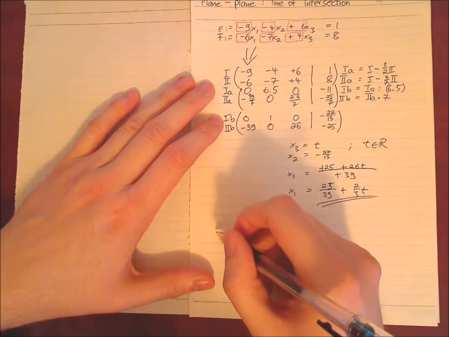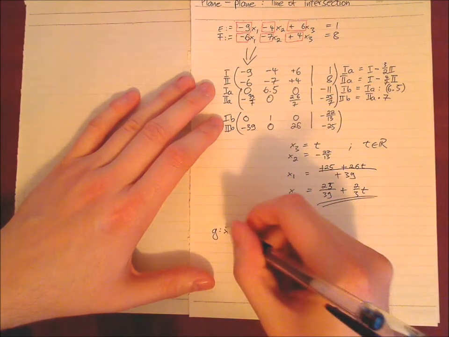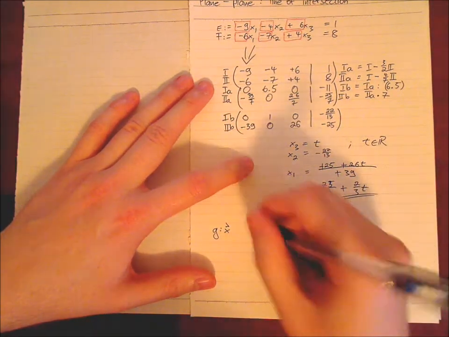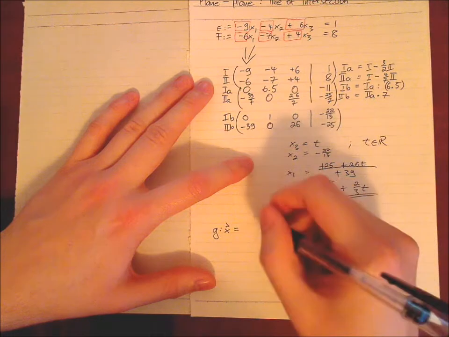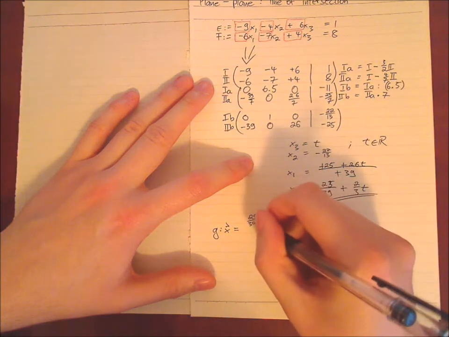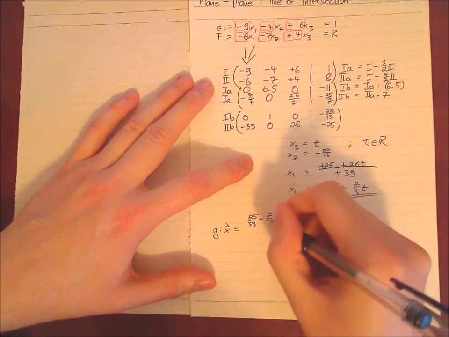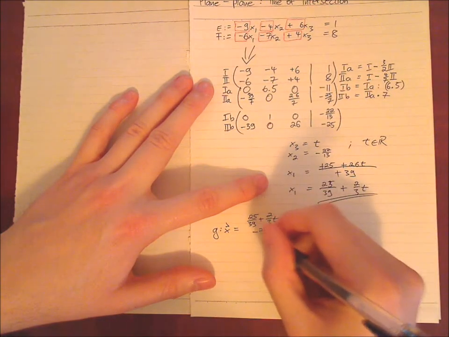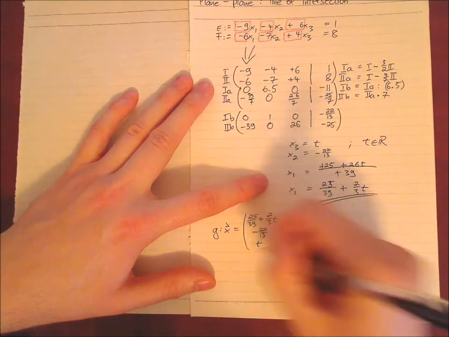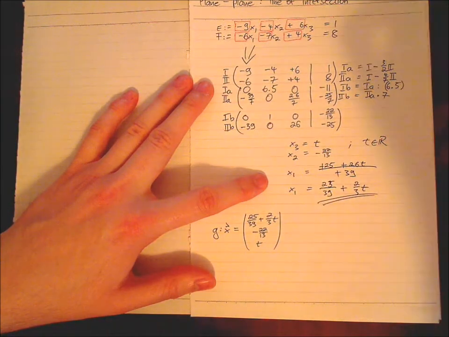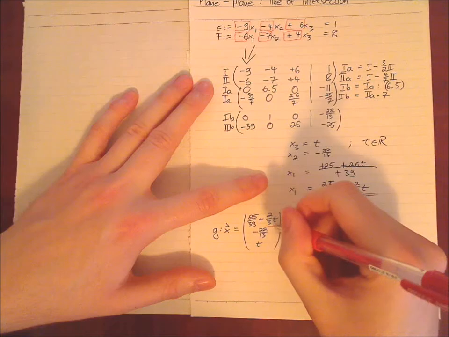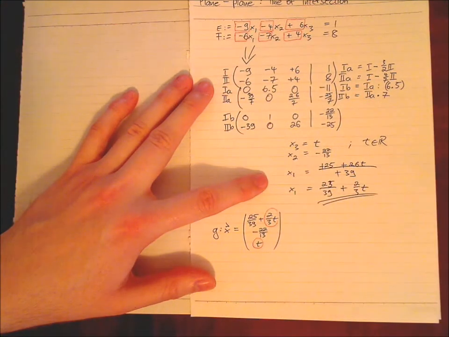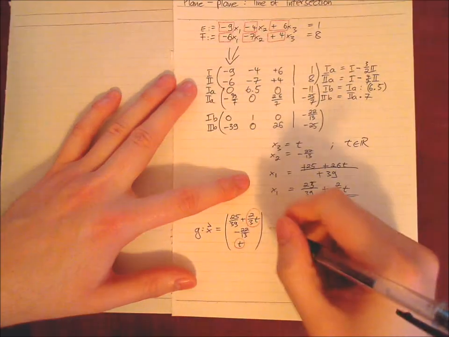So we just have to write down the solution now, and we call it g. First component: 25 divided by 39 plus 2 divided by 3 t. Second component is minus 22 divided by 13. Third component is t. And now we want to separate things which are connected with a t and things which are not connected with a t. And then it looks like the following.